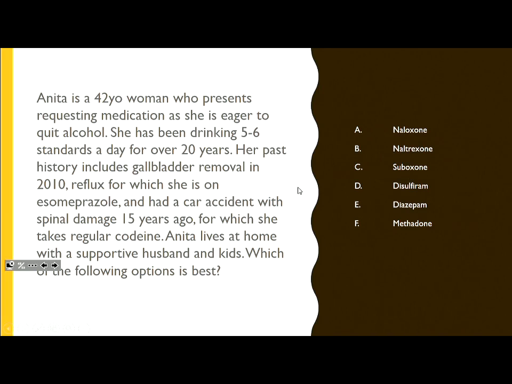Yeah, D, disulfiram. So the key bit here is because she's on the regular codeine for what sounds like long-term pain from her car accident, you couldn't give her naltrexone, and because she does have a supportive family at home, you can trial her on disulfiram. And that's all.